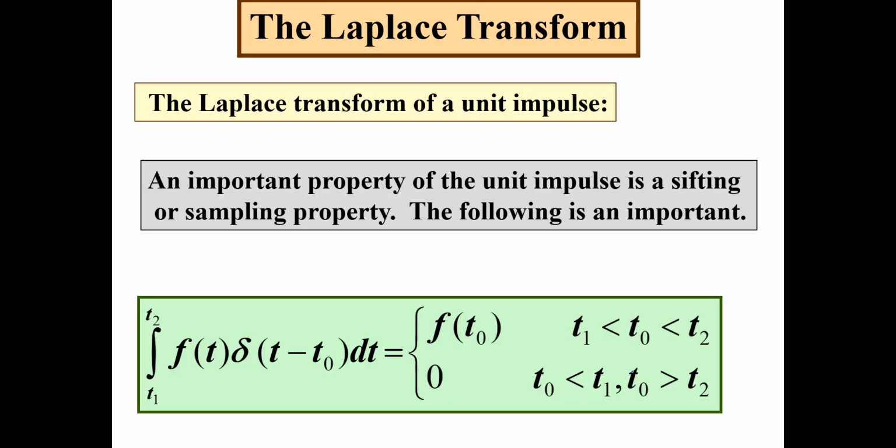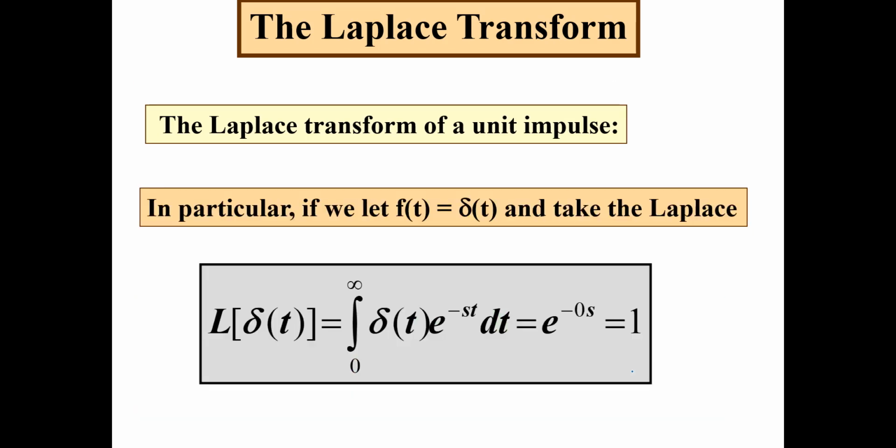So how do we transform the unit impulse? Okay, we put f(t) equal to delta(t), and delta(t) is an impulse. So we get that the Laplace of the impulse is the integral from 0 to infinity of delta(t) e to the power of minus st dt. When t is equal to 0, e to the power of minus 0s is equal to 1. So the Laplace of the impulse is 1.